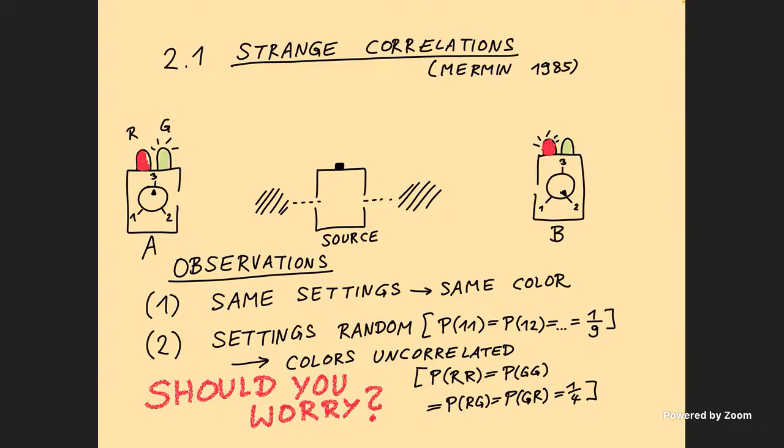And if you do choose the settings randomly, and you still observe the colors that light up, then you find that the colors are also uncorrelated in this long series of experiments. In other words, the combination red-red is just as likely as the combination green-green or the combination red-green or green-red, and they all occur with 1/4 probability. So these are the two observations. Same settings give same color, random settings give random colors. The question is, should you worry? This is where we left last time.